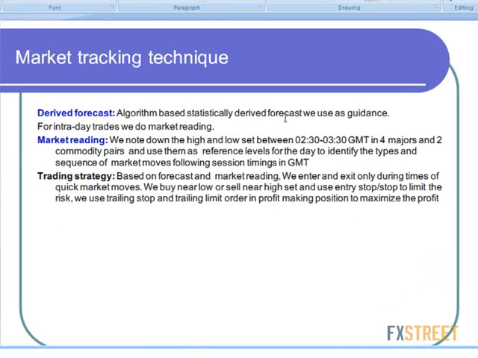So the derived forecast is used as guidance because, whatever said and done, there are so many factors which influence the markets. And in such a condition, it is not possible for anybody to use a simple statistical analysis and find out what could be the possible moves in the market.